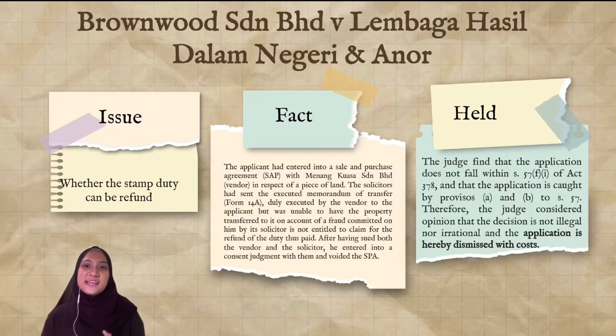The judge finds that the application does not fall within Section 57(1) of Act 378 and the application is caught by provisions (a) and (b) to Section 57. Therefore, the judge, in his considered opinion, held that the decision is not illegal or irrational and the application is hereby dismissed with costs.